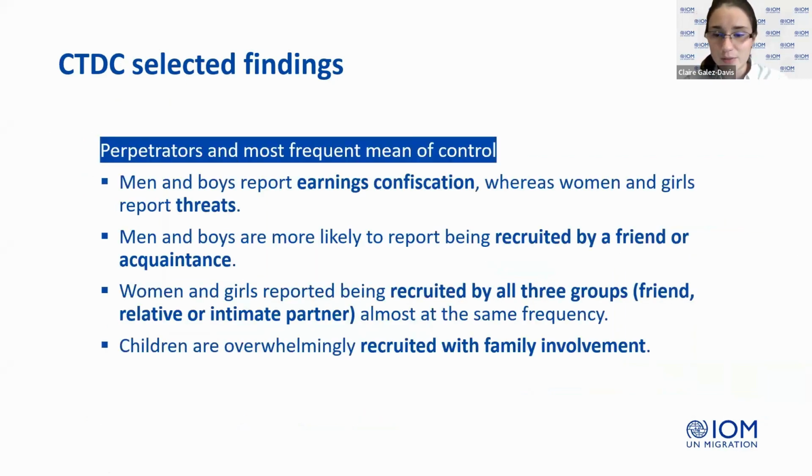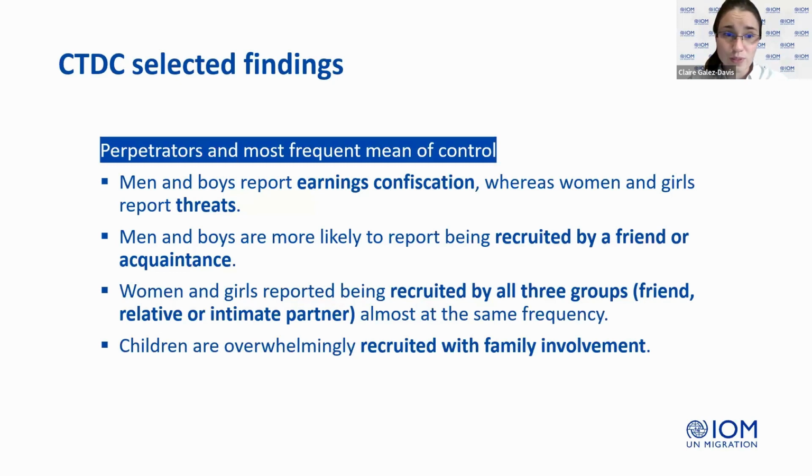Victims who are interviewed by IOM as part of the assistance activities can also report on the means of control that were used to keep them within the trafficking process. And they can also talk about the perpetrators that they've encountered. And so what we found is that men and boys tend to report earnings confiscation as a means of control, whereas women and girls tend to report threats, among many other means of control. And it's frequent that victims report several means of control.